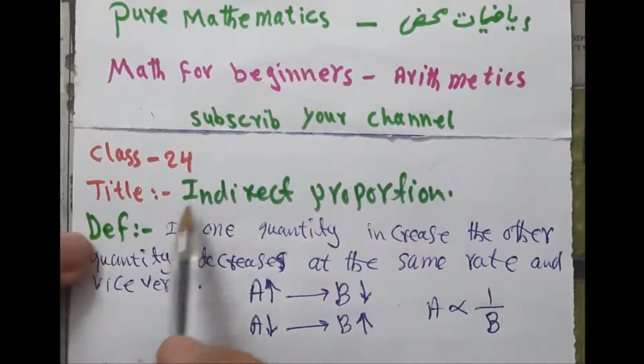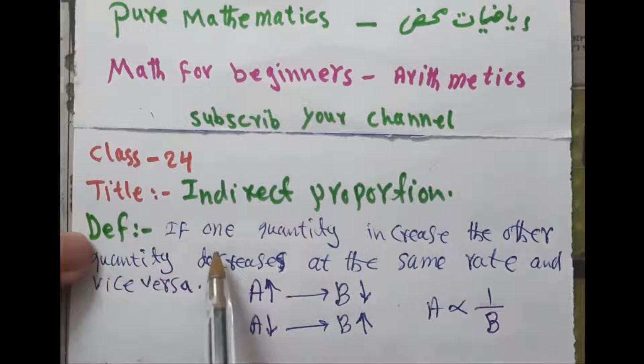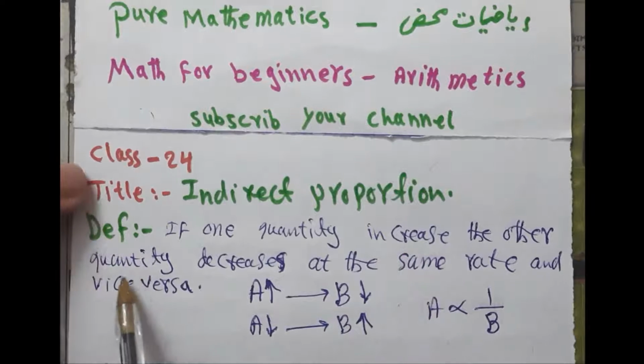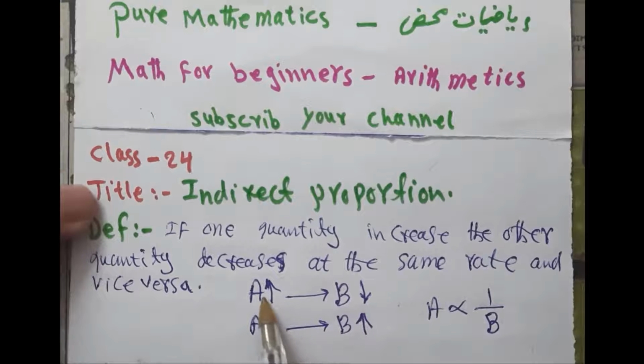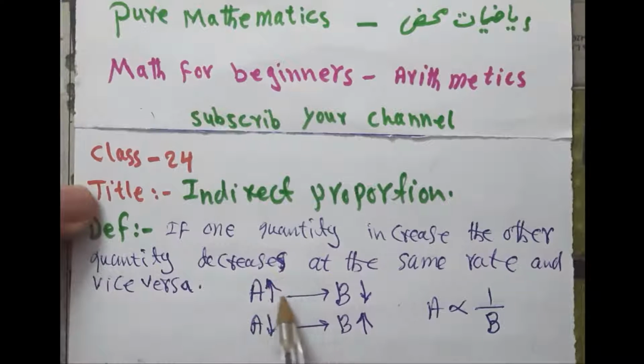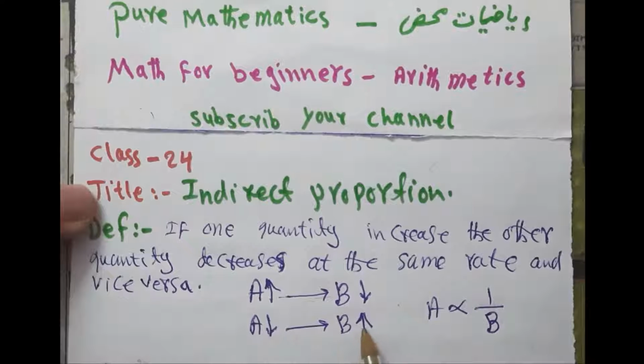We define indirect proportion as follows: if one quantity increases, the other quantity decreases at the same rate, and vice versa. Here A is the first quantity. If A increases, then B decreases. If A decreases, then B increases. We can write it like this. We say that A and B have an indirect proportion, an indirect relation.